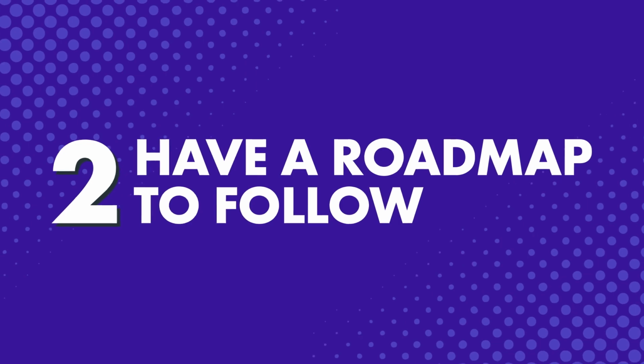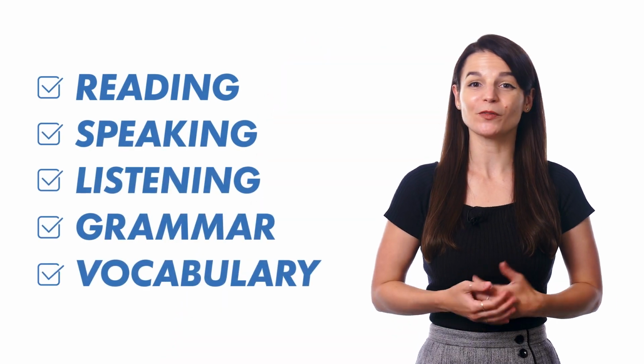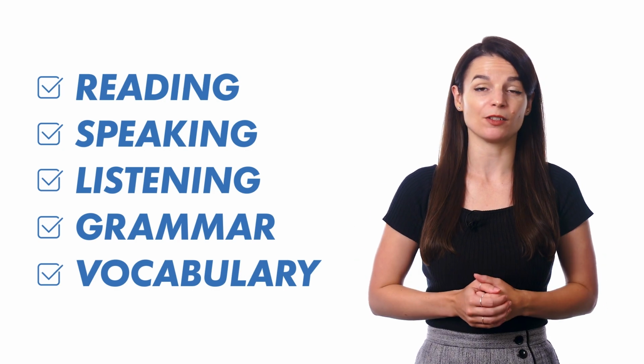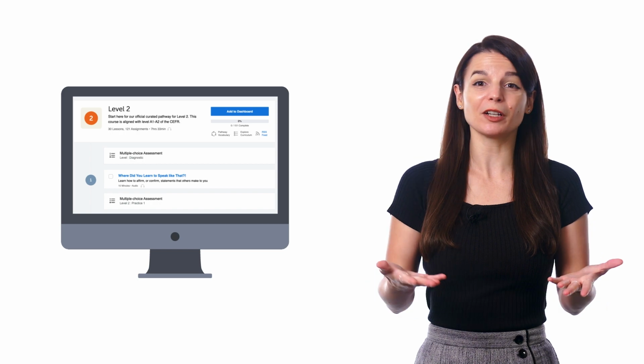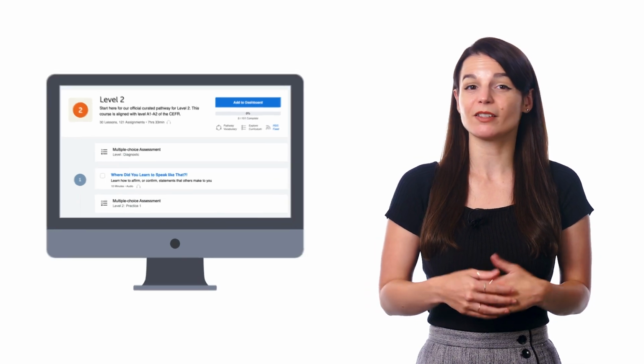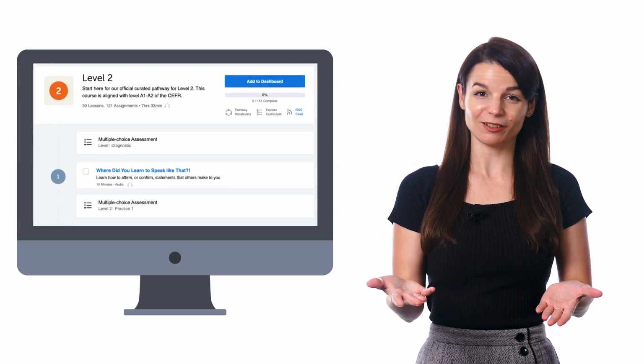2. Have a roadmap to follow. Another thing that makes language learning hard is there's just too much to do and learn. There's reading, speaking, listening, grammar, vocabulary, a million paths you can go down. But if you had just one pathway to follow, then learning would become a lot easier, because there's only one thing to focus on. And with our learning system, that's exactly what you get.